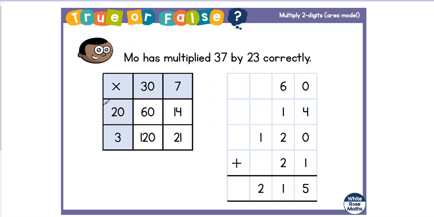Okay, when I look at this, I can see there's one big mistake here, because 20 times 3 is 60, but that doesn't say 3, that says 30. So 20 times 30 is 600, and that's his mistake here. So he's false, it's wrong. He has not multiplied that number correctly.